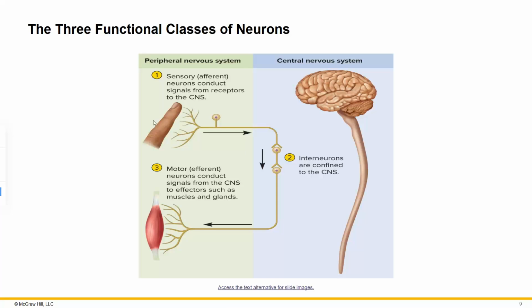So if you prick your finger, this signal is going to be sent down a sensory receptor to the interneuron, which is going to tell you to move your finger away from the source of the pain. So the motor neuron is going to tell your skeletal muscles to move, and then you're going to move.